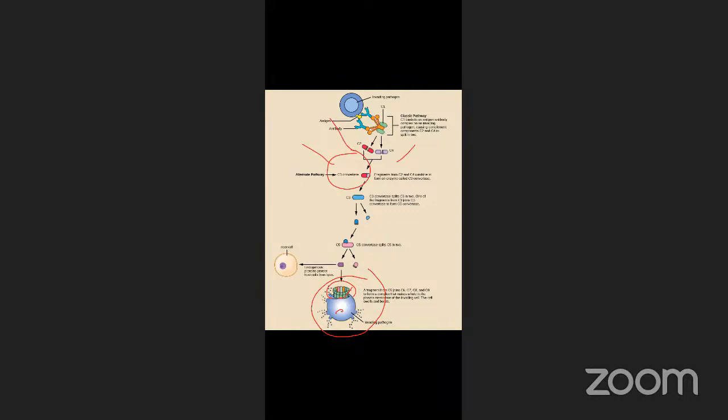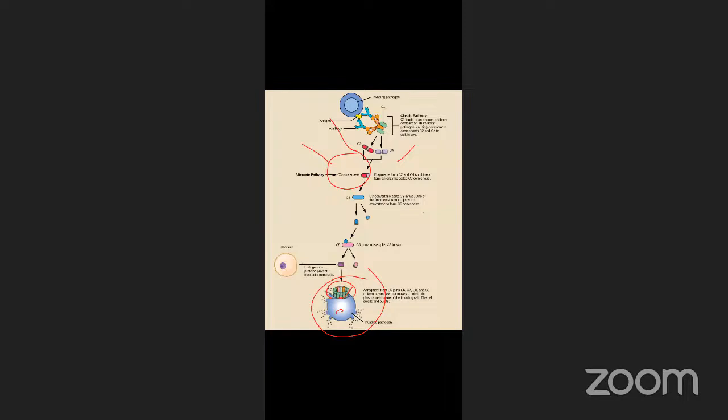After the C3 convertase, the C3 molecule splits into two subunits, C3A and C3B. C3B binds with the molecule and forms the C5 convertase, and the C5 convertase cleaves the C5 molecule into C5B and C5A. This C5B has a binding site for 6, 7, 8, and whenever these molecules combine, C9 also binds with this complex and forms the membrane attack complex.